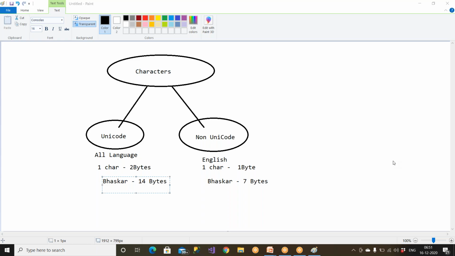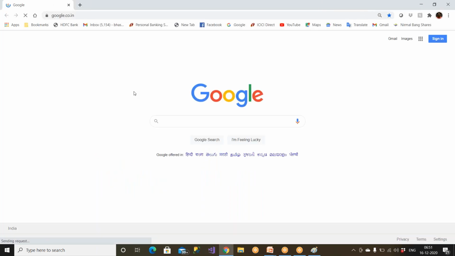Unicode is more recommended nowadays. Why? Because all the customers, from any country, any language, can use this Unicode data. Clear? So if I go to Google today, let me go to Google, and I want you to understand this.